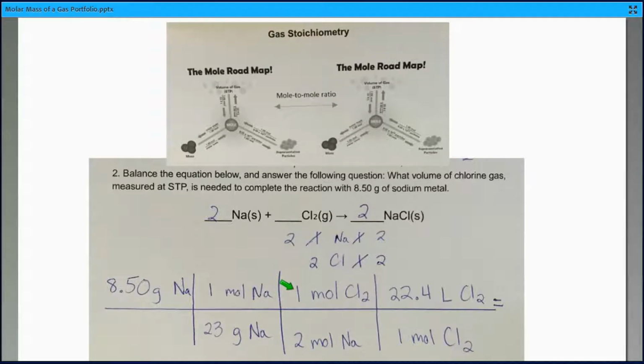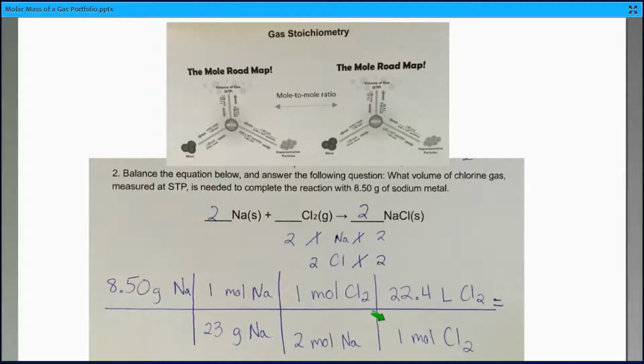So I need the ratio of chlorine to sodium. And I understood 1 and a 2. So my ratio is 1 to 2. And then finally, my last step, as I'm converting to volume, since this gas is at STP, it's going to occupy 22.4 liters per 1 mole.